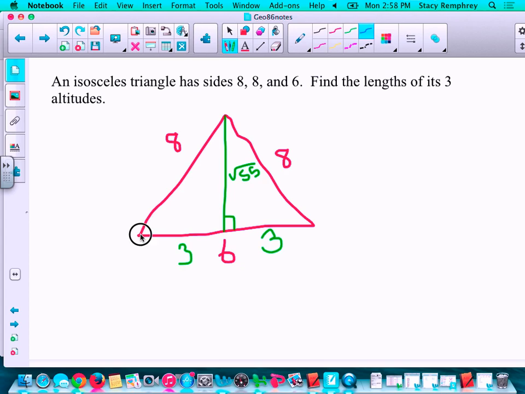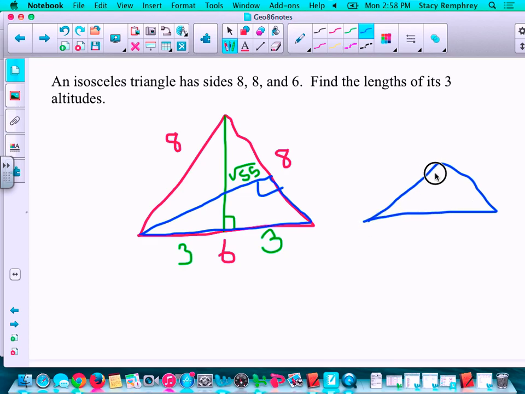Then I'm going to put this altitude in. Now this is a different story. It is not splitting this side equally because this isn't coming from the vertex angle. So I'm going to look at this blue triangle right here. And all I know about the blue triangle right now is that one side of it is 6. Oh my goodness, this is so poorly drawn. I apologize. Now, I can't use Pythagorean theorem. I don't have any sides. I can't use special right triangles. I don't have any angles. I can't even use trig because I don't know the angles.